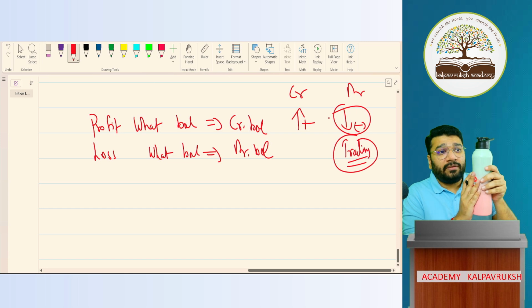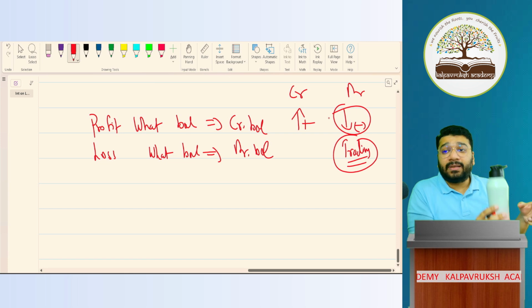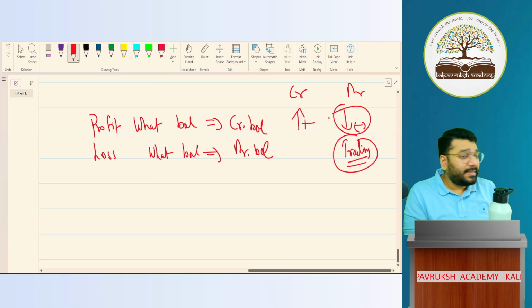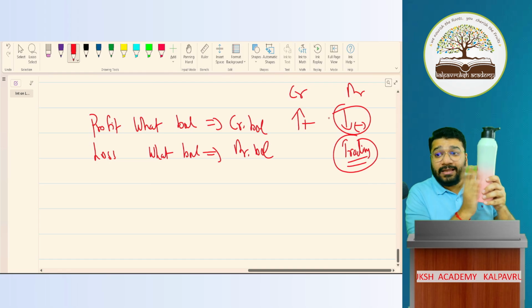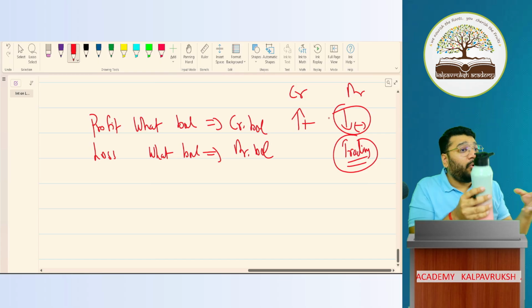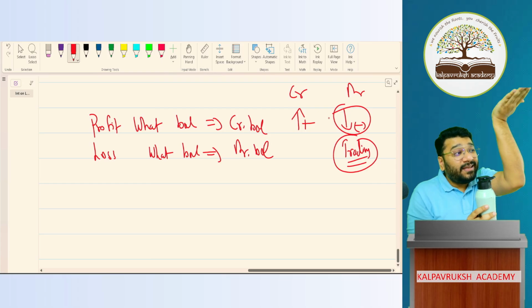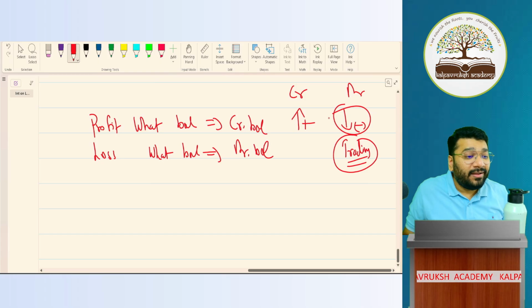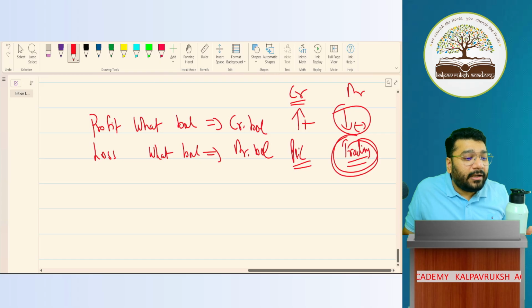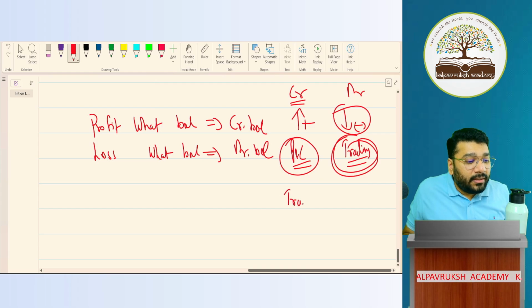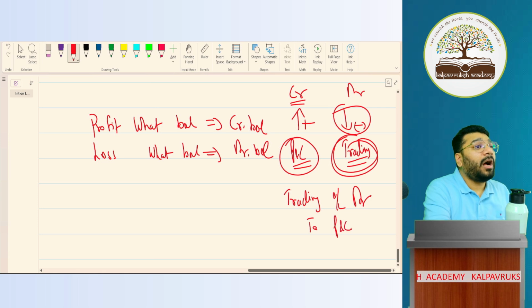If I pour the water from this bottle into some other bottle, that bottle's liquid content will go up. Likewise, imagine the profit in this bottle is in the trading account. If I pour this into P&L account, trading's profit will reduce and P&L's profit will increase. To increase that, what am I supposed to do? Give a credit. So P&L account credit. Trading will be debited, P&L will be credited. What is the journal entry? Trading account debit to P&L account. How much is the amount of profit?